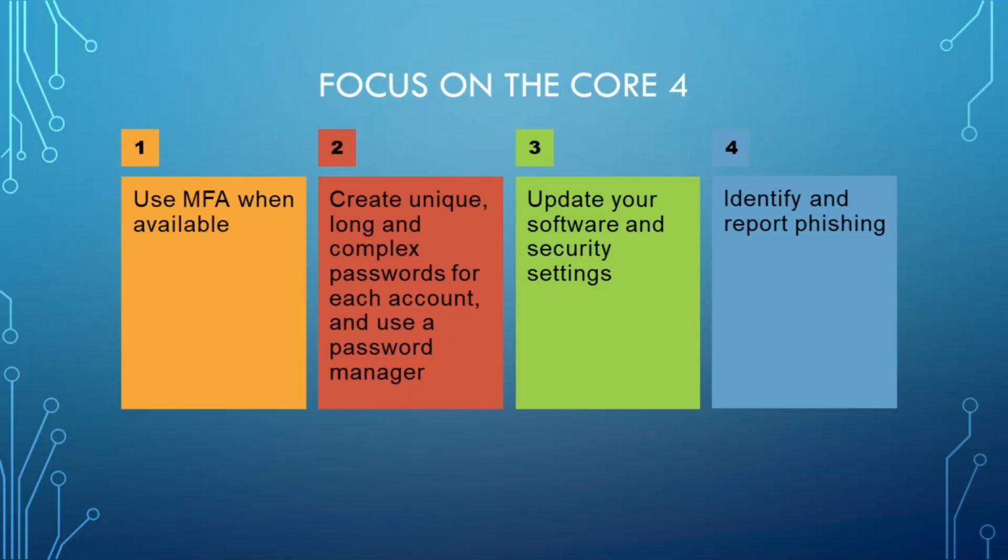So as a business owner, one of the first things that you can do, and the easiest and cheapest thing you can do, is what I call a core four. So this includes multi-factor authentication, having strong passwords and unique accounts, updating security settings and making sure that your software patches are being updated frequently, and identifying phishing and social engineering attacks and knowing what to do with them. So let's start with multi-factor authentication.